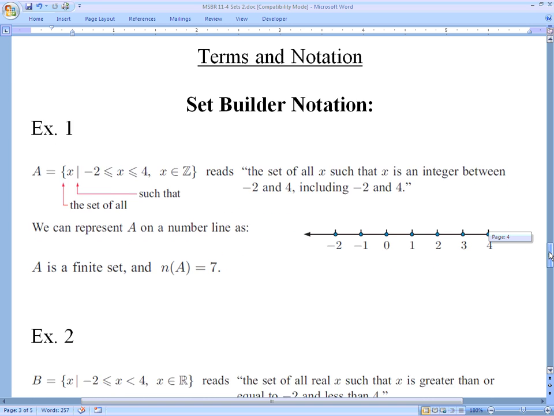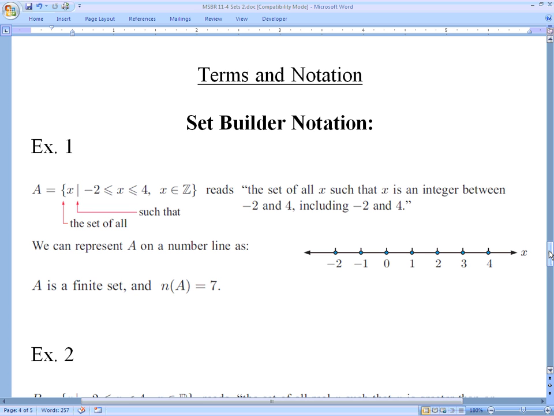All right, so the other part of our learning intention outside of the project was to talk about something known as set builder notation. Set builder notation is nothing more than a way of explaining this sort of notation that we've seen before. Let's start off with this first example here.